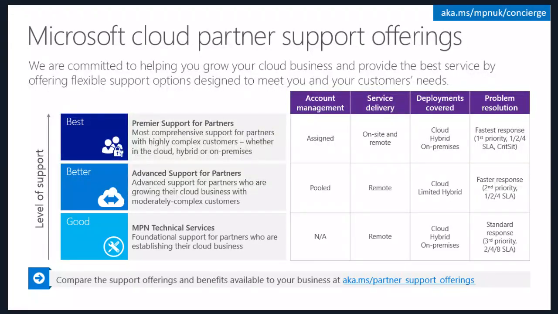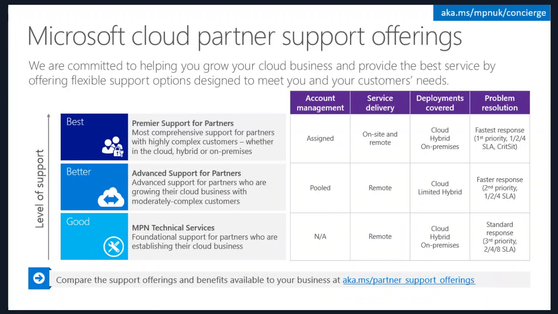But if you are looking for something above that, perhaps account management or faster response times, then it might be worth considering either advanced support for partners or premier support. Looking at the difference between the two, premier support is the most comprehensive support available for partners, and it's designed for partners with highly complex customers. It gives you an assigned account manager, on-site and remote services, and the fastest response times. In terms of prices, they start at around 28k per year, but they do vary depending on how you choose to build out your plan because it's customized to you and what you want for your business. We'll touch on premier support in a little more detail shortly so you can better understand what's available.